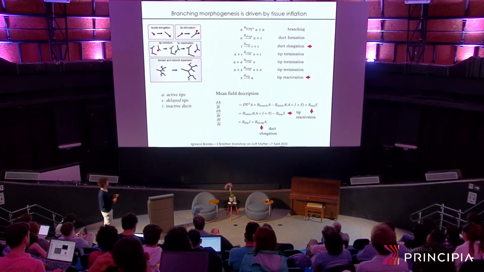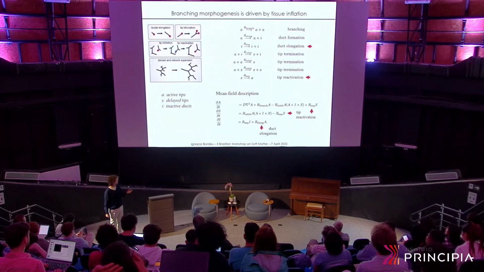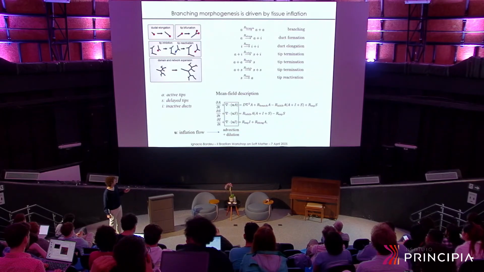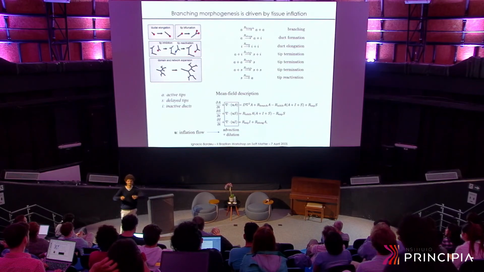And we have how the reactions are going to be changed by the fact that the tissue is inflating. But now we want to incorporate the inflating tissue, right? Inflation means transport of particles, and that's easy to incorporate if you think of the inflation as a flow, right? So a cell that is here or an active tip that is here is going to be transported away by the flow caused by inflation, right?